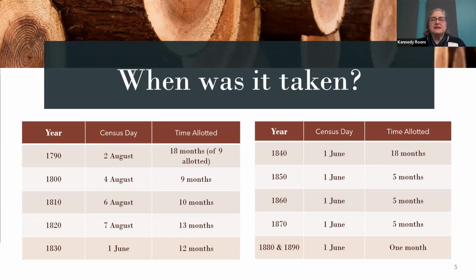1840, it took them 18 months. 1850, it took them 5 months. And it started creeping its way down after 1850. So 1880 and 1890, they accomplished the census taking in 1 month. I think we were a little slower than that in 2020, but again, it's a reasonable amount of time.